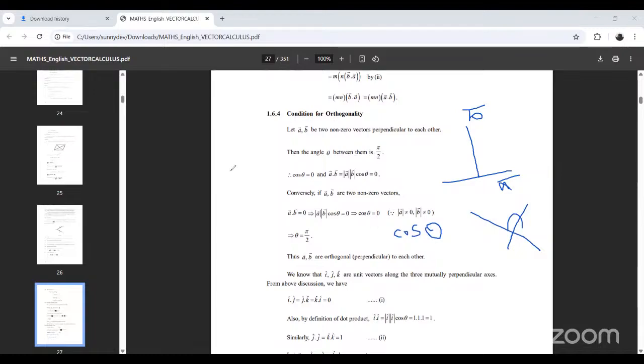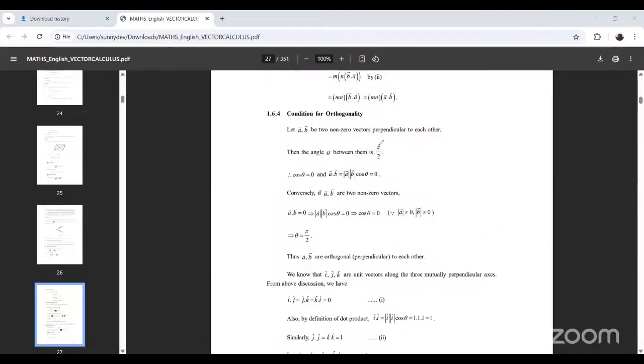Otherwise, we can find out if the dot product A dot B equals 0. Okay. If the dot product A dot B equals 0, then we can say that the two vectors are perpendicular. Okay, so you know how to find the dot product now. If you find the dot product equal to 0, then we get that the two vectors are perpendicular.